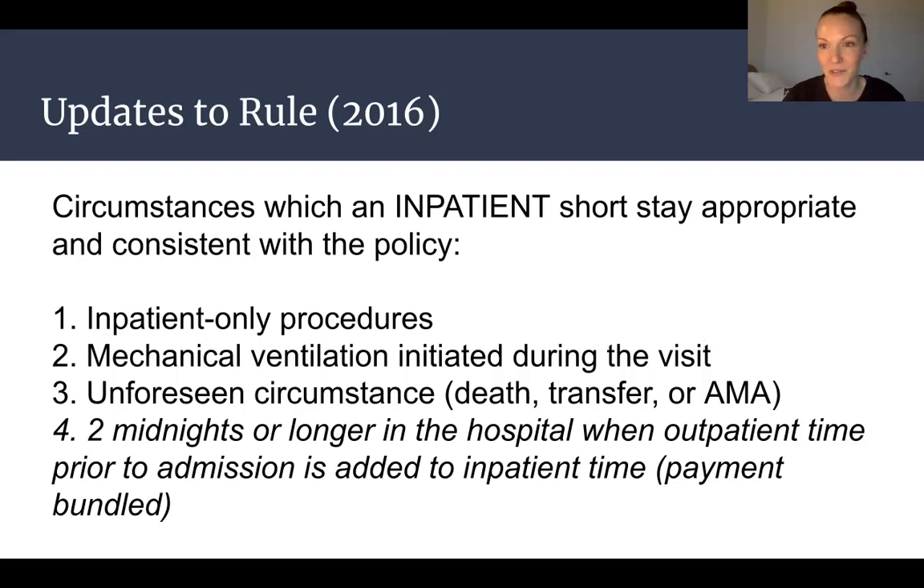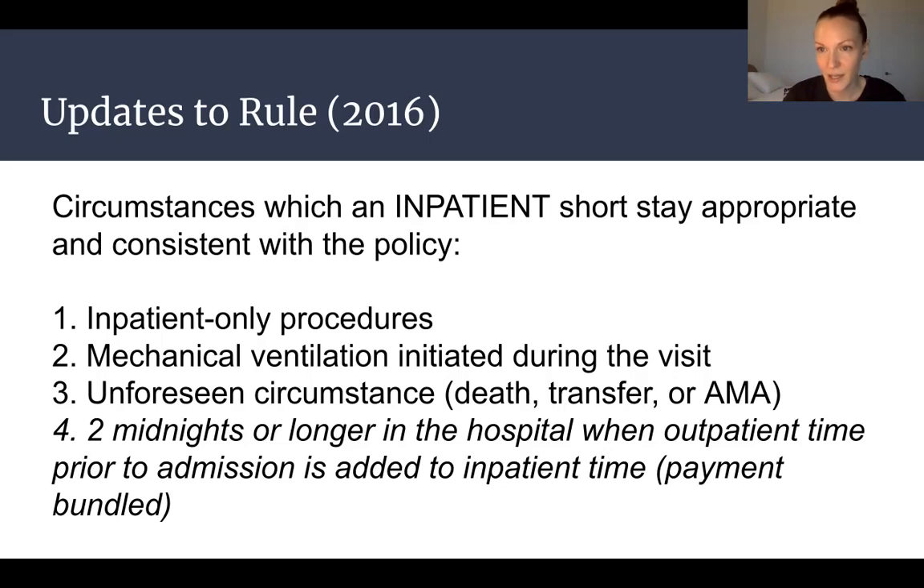So that might be the case for someone who's acutely intoxicated and you're worried about them protecting their airway. Sometimes they get intubated, and then maybe we'll go home the next day. And then if a patient dies before their 2nd midnight or they leave AMA, then the hospital can still get paid for those admissions.